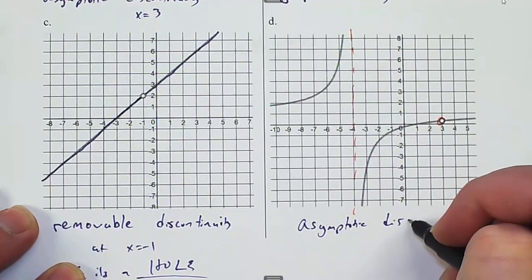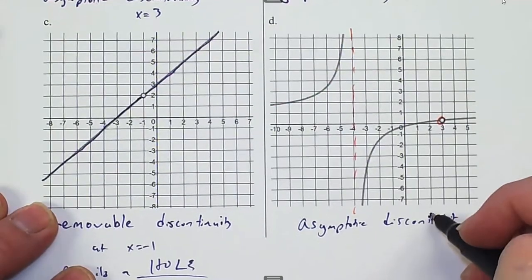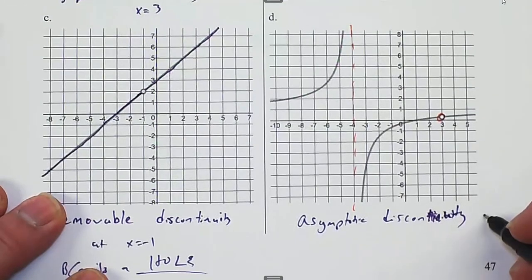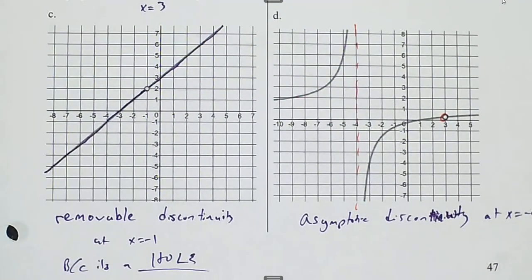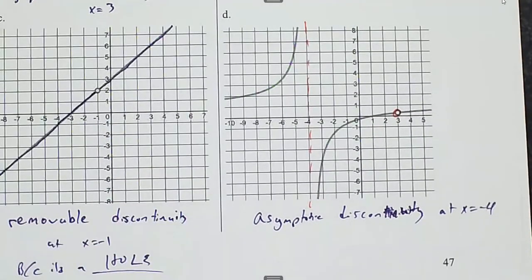So asymptotic discontinuity, I'm not spelling it right, at x equals -4. Again, I'm not insisting you know those words yet. But the key is it's a discontinuity. It's a place where f is not continuous, and it's not removable because it's not a hole. It's much bigger than that.